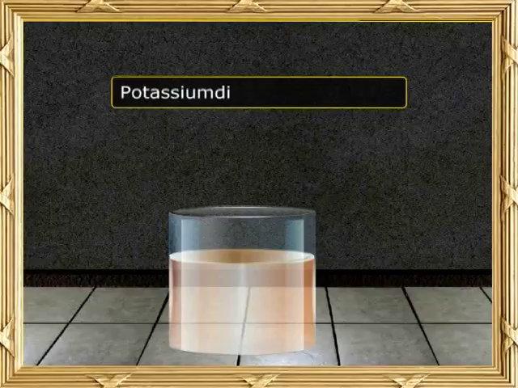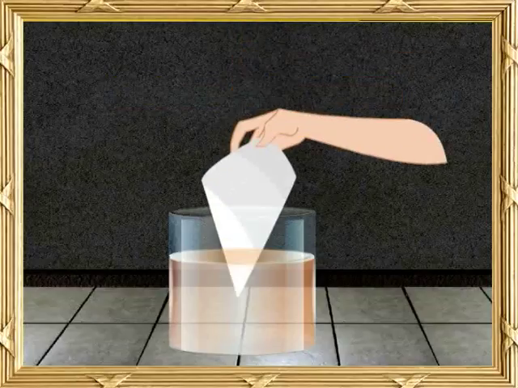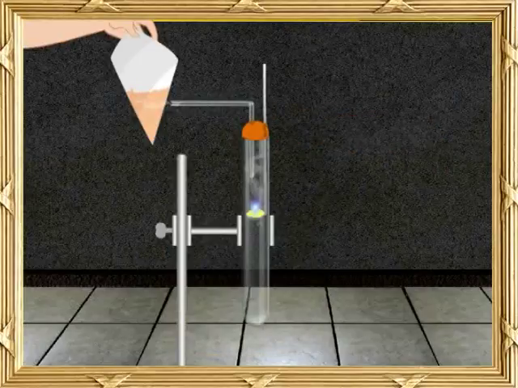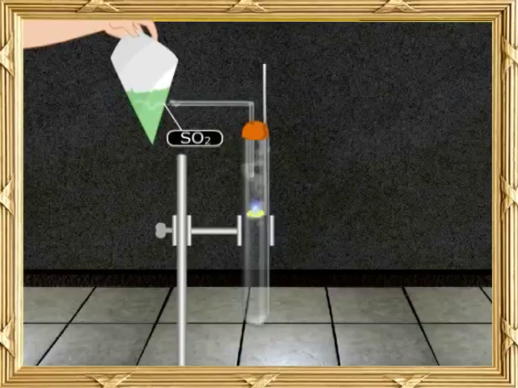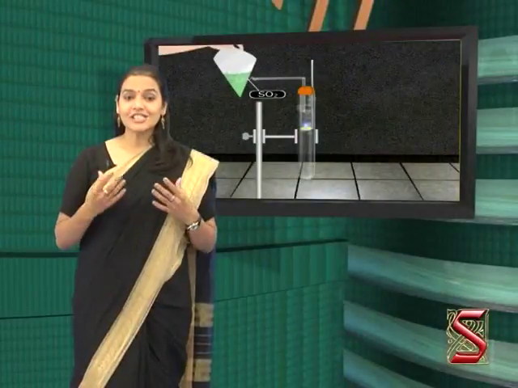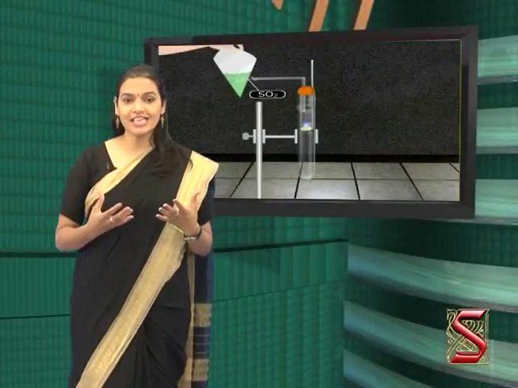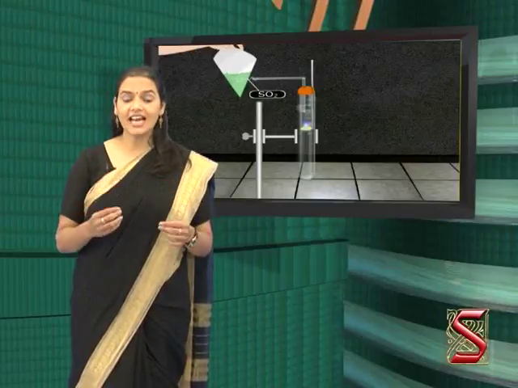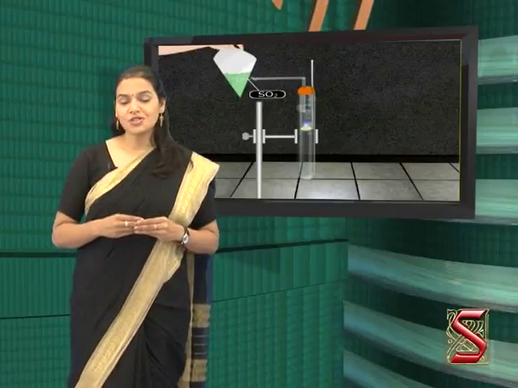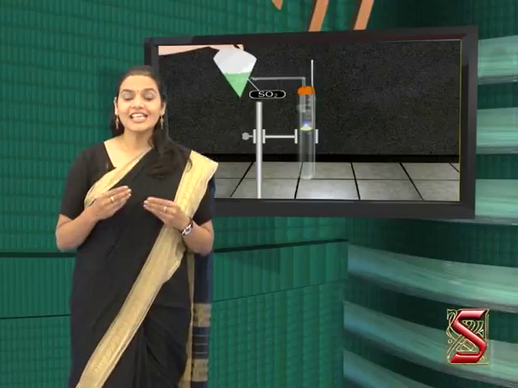This is acidified potassium dichromate solution. Dip a small piece of filter paper in the solution. Oh, it turns green. Did you figure out how it turned green? And what was that gas that formed? Not so much of an idea, right? Let's learn some more then.